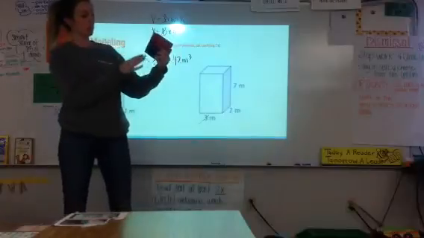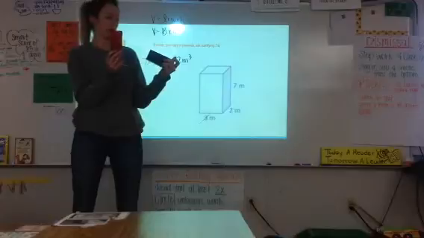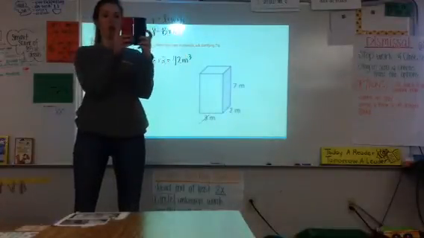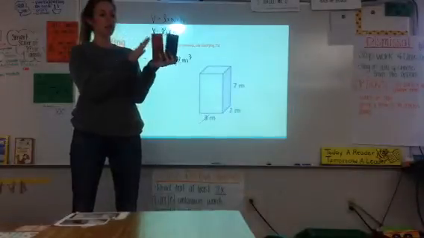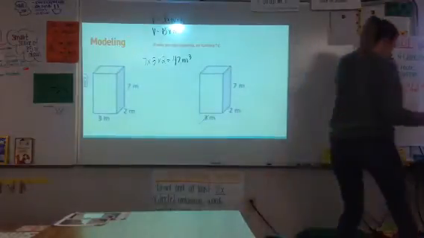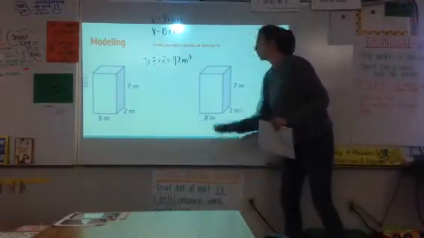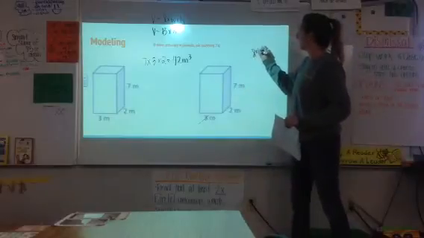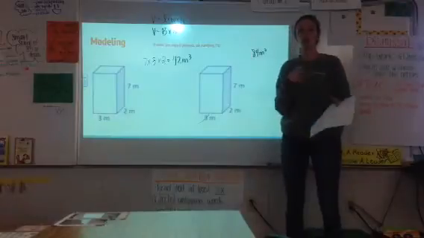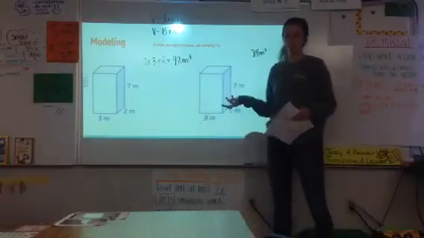And so using these colors, I wanted you to see that if this shape has a volume of 42 meters cubed, and this shape has a volume of 42 meters cubed, when we put them together, we are going to have to add 42 plus 42, which would equal 84 meters cubed. So when you put two shapes together, you just add those volumes. And you know how to find the volume of a rectangular prism.